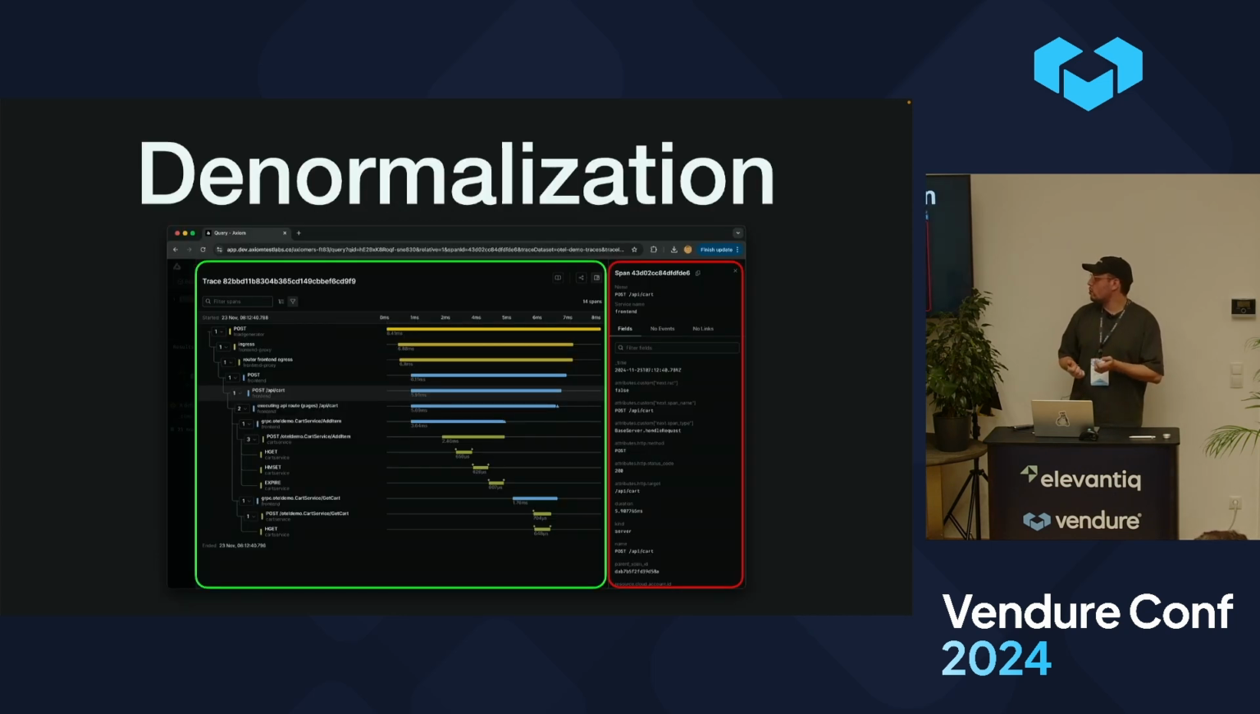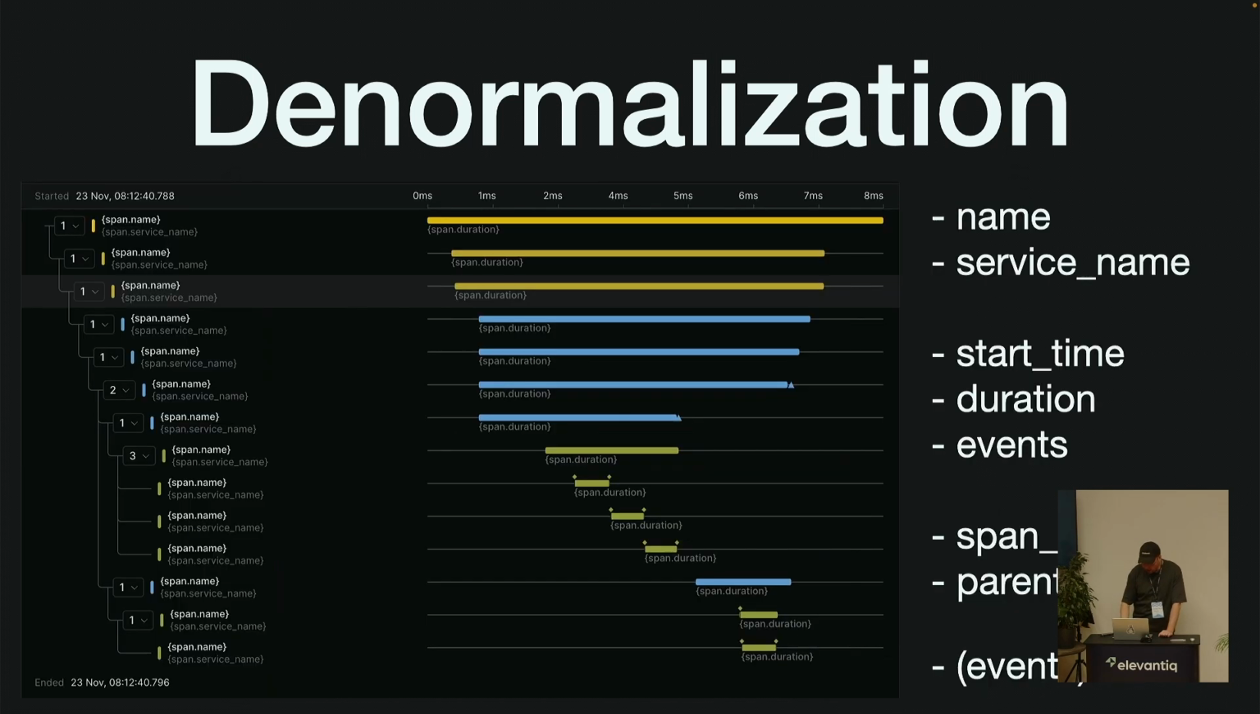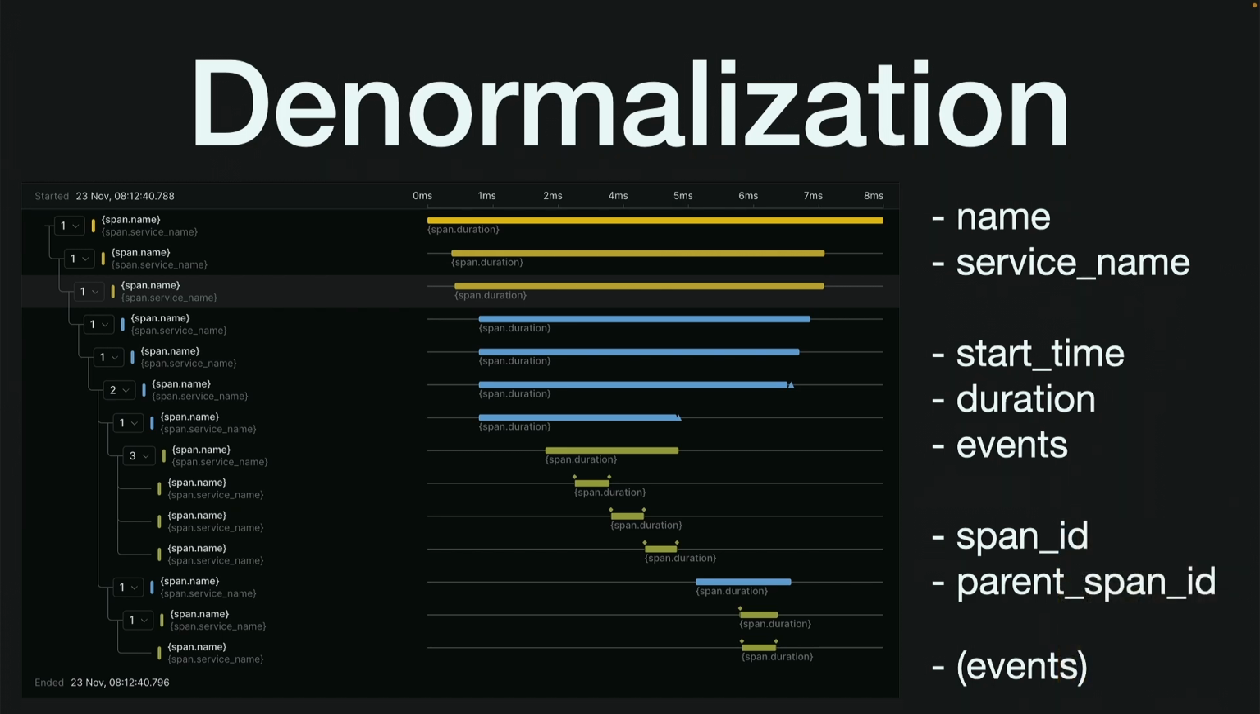But you can denormalize it, right? If you look at the application, this red part on the right, you can scroll all the attributes of the event, so you need the full one. But on the left, you really only need a couple of things. You need the name, the service name, you need time info to draw that little rectangle, and you need ID and parent ID to create the hierarchy. So yeah, we just denormalized it.